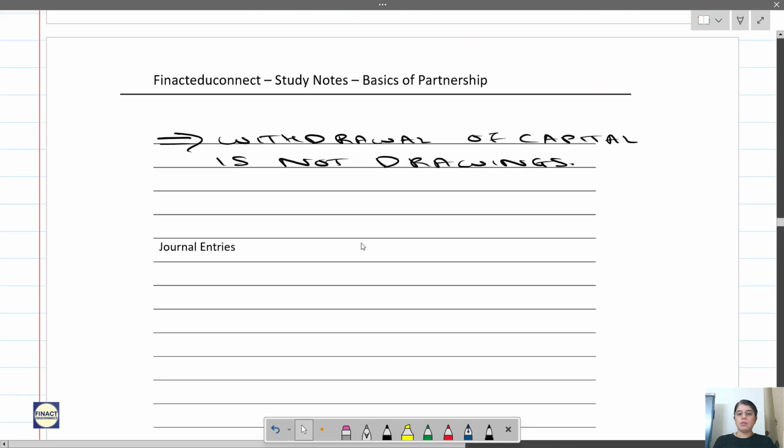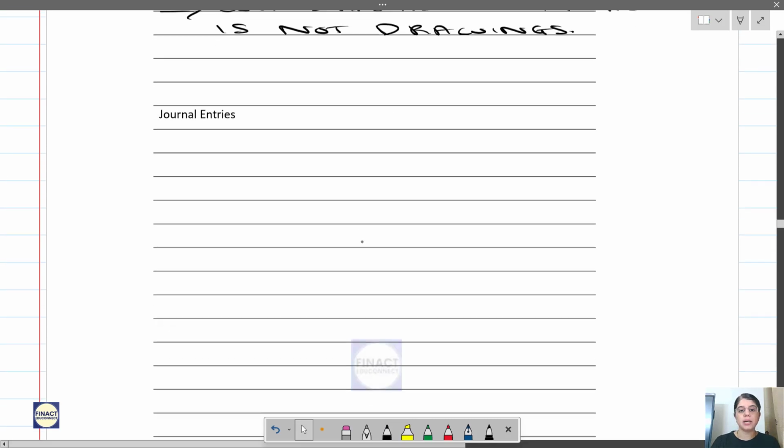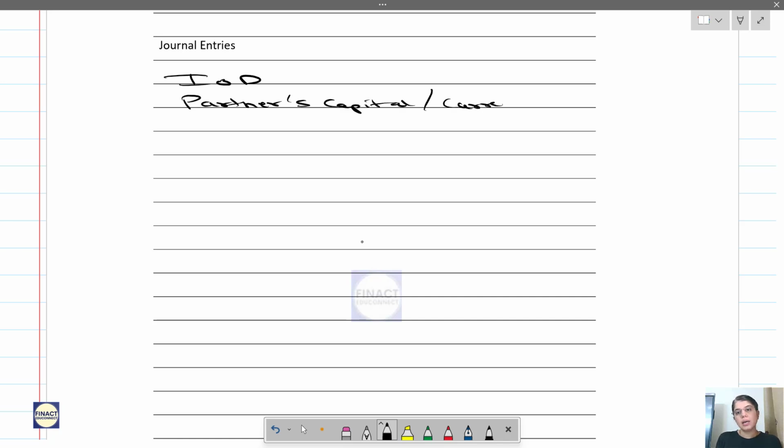One thing that we learned is that withdrawal of capital is not drawings. We have already discussed this point in the previous session. Now let us understand the journal entry here. What are the two accounts that are affected? Interest on drawings, and since interest on drawings is to be received from the partner, we have to consider the partners' capital account or current account.